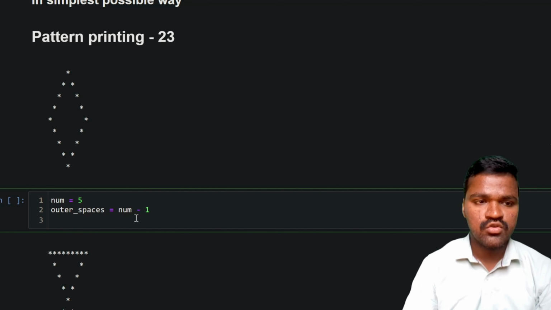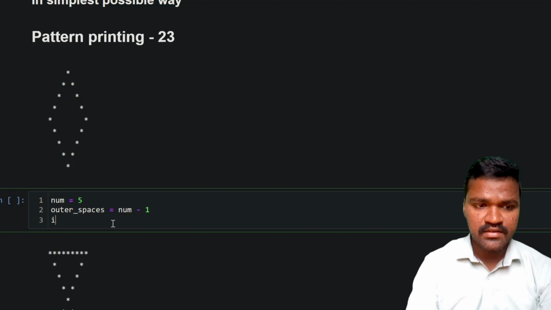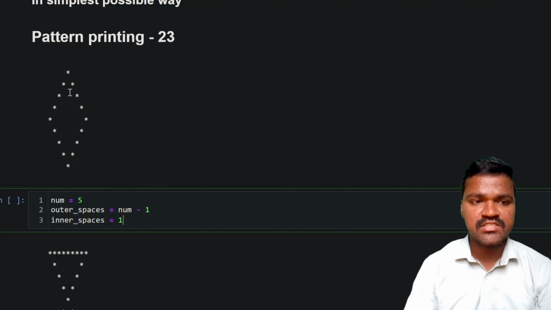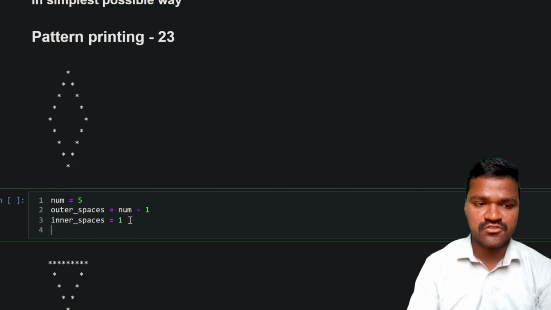To keep track of the inner spaces, I will take inner_spaces as 1. Why am I taking inner spaces as 1? Because if you carefully see here, in the first row we don't have any inner spaces, but in the second row the inner spaces start. In this second row we have one space here. For that reason, I am taking the initial value of inner_spaces as 1.